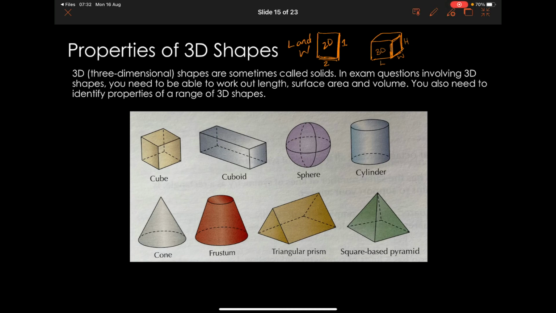So, here are some 3D shapes. These are ones that you kind of need to remember. Don't worry too much about the frustum. You don't really need to know much about that. But the rest you will need to know, and you will need to work out the area, or the volume, or the surface area, sorry. Now a sphere, that's probably more difficult questions, but sometimes it does come up. So just try your hardest to remember the properties, and once we come to doing surface area and volume, you will understand it in more detail.